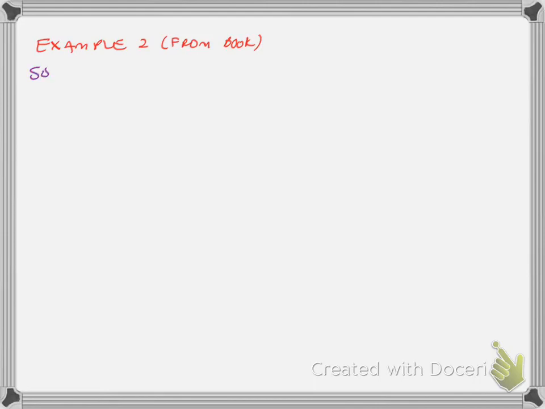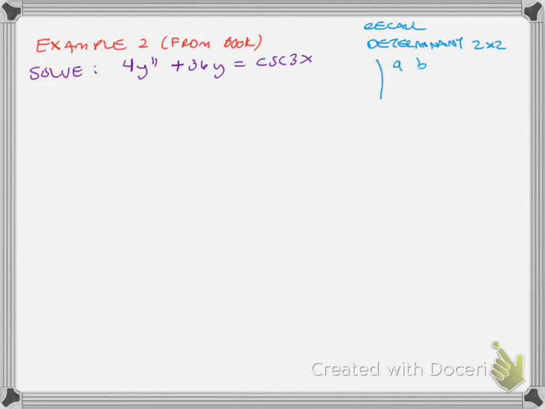So let's get to our problem. Solve 4y double prime plus 36y equals cosecant 3x. Okay. And before we start this problem, just for those people who have not had linear algebra, recall, and because I want to keep it simple for you all, we're just going to stick to 2x2 matrices. The book talks about higher order, but I'm not going to go there because the purpose is to make sure you understand the concept, not to do linear algebra.